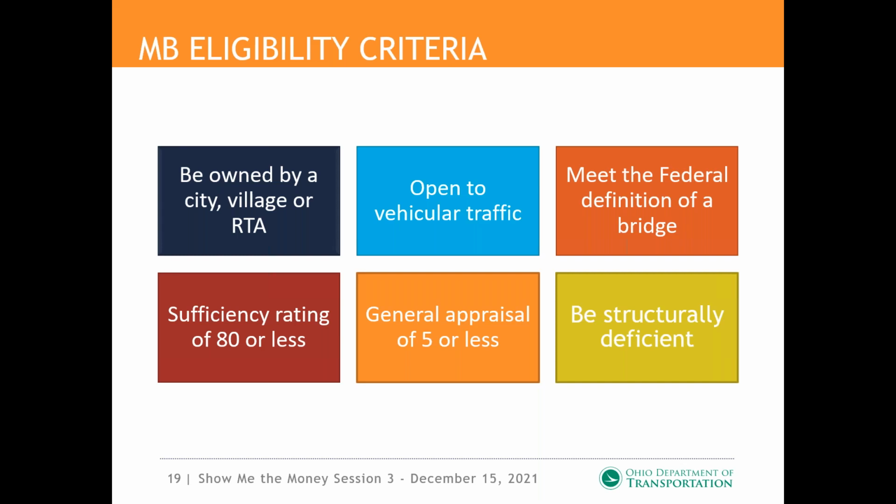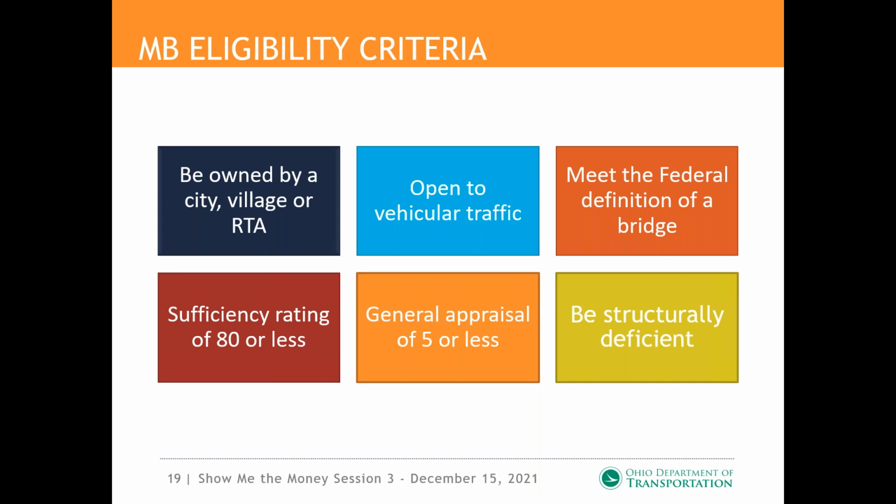It does have to meet the federal definition of a bridge, so greater than 20 feet in length, has to have a sufficiency rating of 80 or less, a general appraisal of 5 or less, and it has to be structurally deficient. So a couple years ago, it could be structurally deficient or functionally obsolete, but Federal Highway Administration changed their definition of a deficient bridge. And so the intent of this program is to replace or repair deficient bridges. So when they changed their definition of a deficient bridge, we looked at the criteria again, and so we did away with the functionally obsolete option.